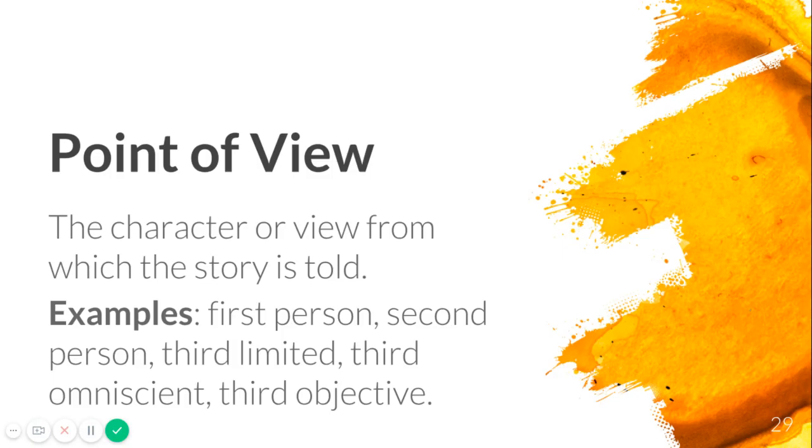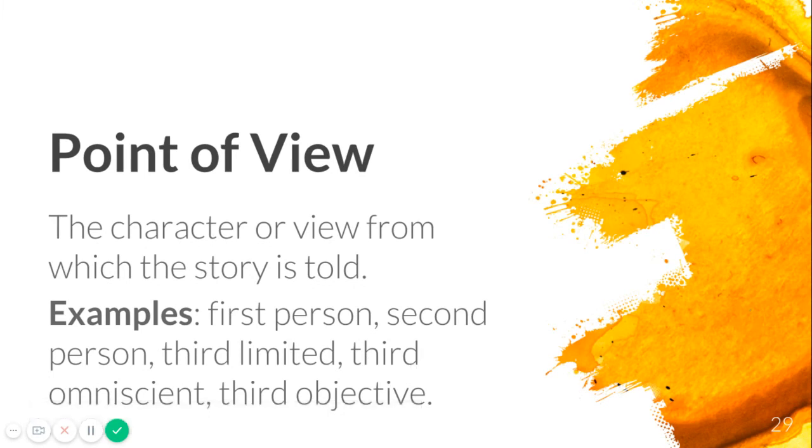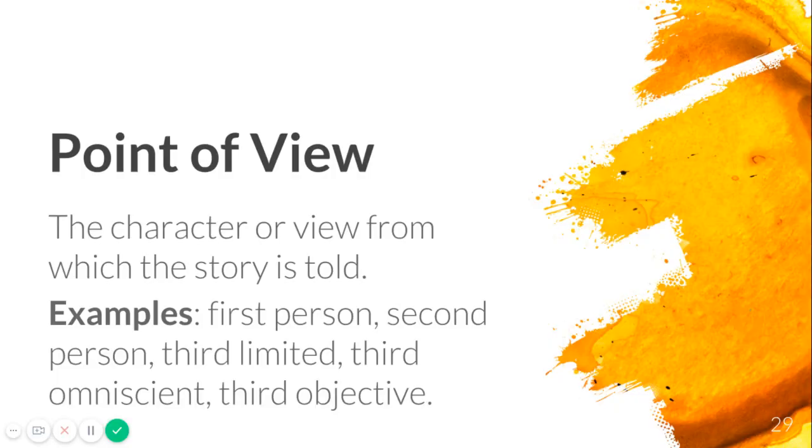And finally, point of view. Now, we're going to go much deeper into this in our next couple of lessons, but for now, point of view is the character or view from which the story is told. So, for example, in Harry Potter, a third-person narrator, right, is telling us the story. They're saying, Harry did this, Harry did that, he did this, she did that. If a story is told from first person, the narrator would be the main character and say, I did this, I did that, I went to the store, etc.